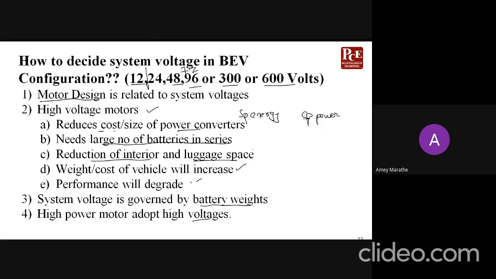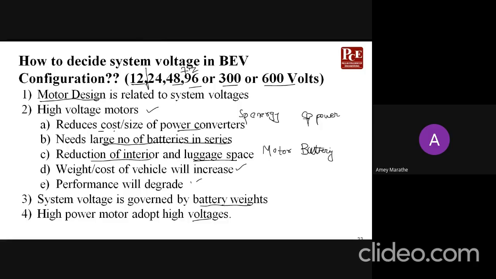Similarly, in terms of voltages, when we decide the system voltages, we will again have to compromise between motor and battery. So we will try to understand slowly what that means. Just remember this at this point in time, but at least we know the number.